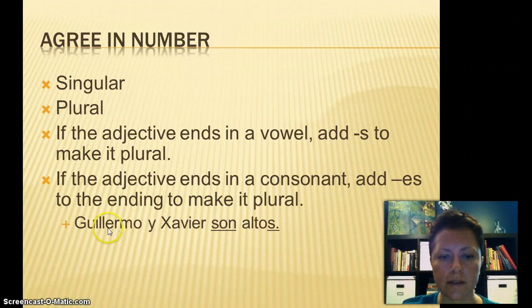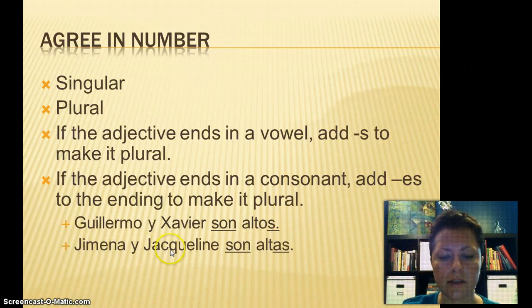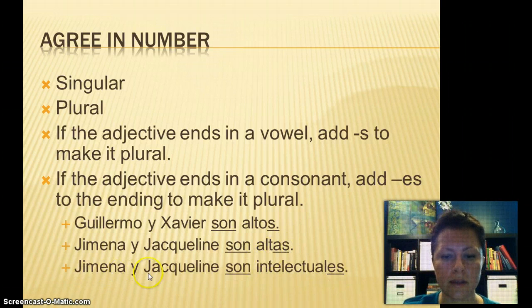So Guillermo y Javier son altos. This ends in a vowel, we just add S. Jimena y Jacqueline son altas. This ends in a vowel, simply add the S. Jimena y Jacqueline son intelectuales. This ends in a consonant, so we need to add ES.